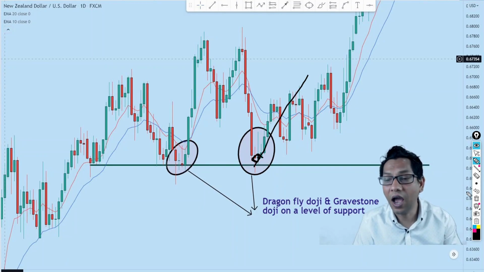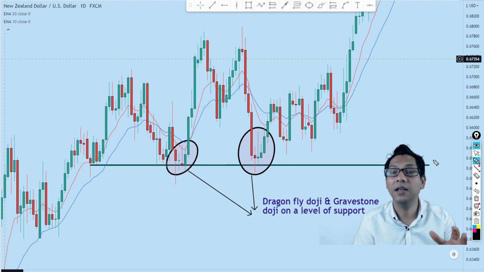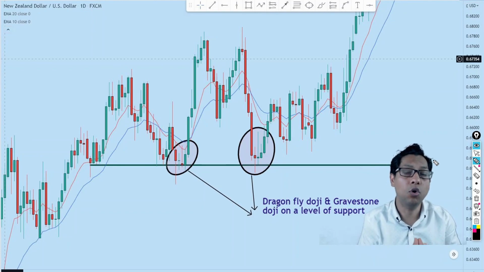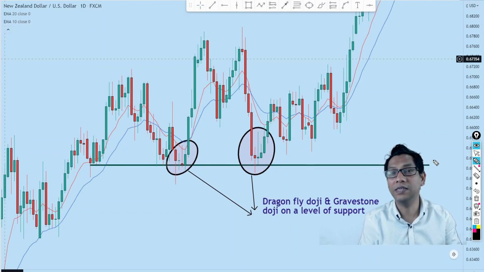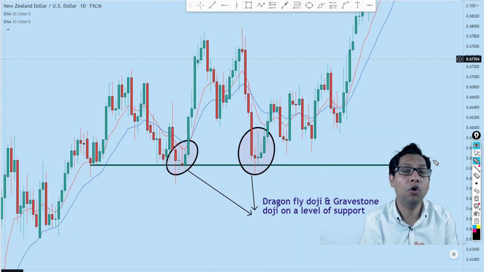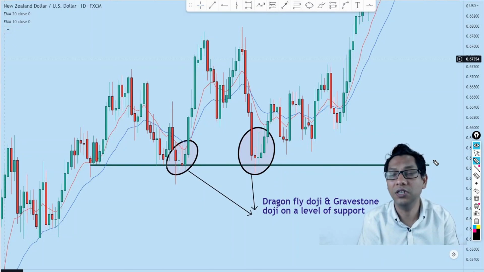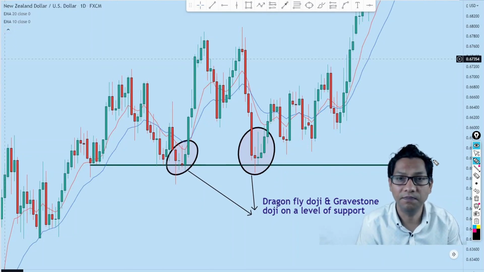So that is how you will determine whether the doji is a continuation or a sign of reversal, not blindly saying that doji is a sign of reversal.